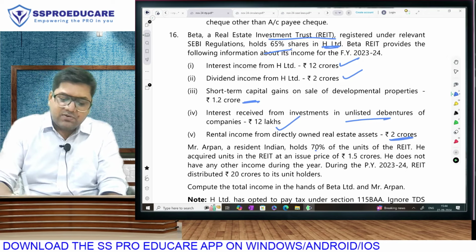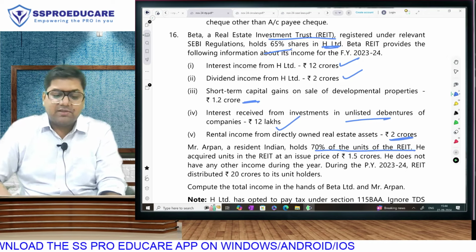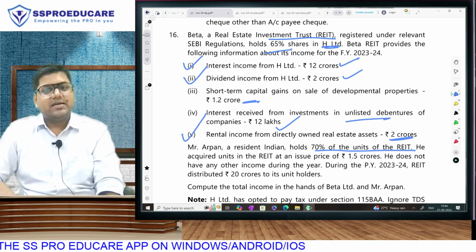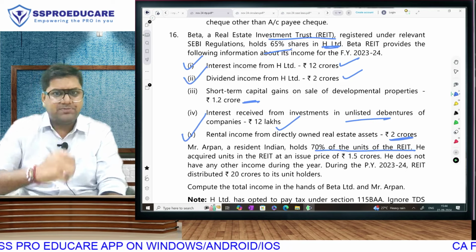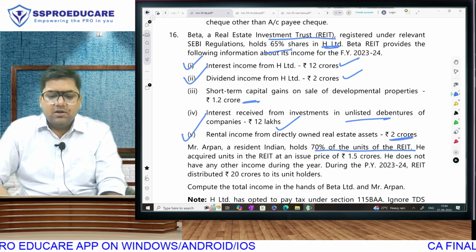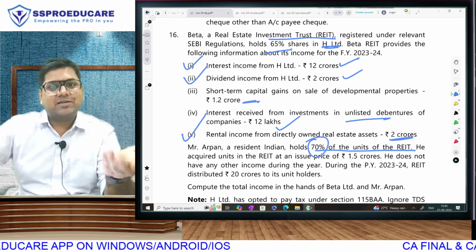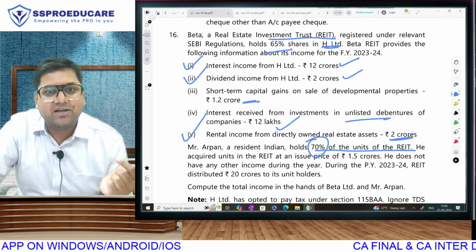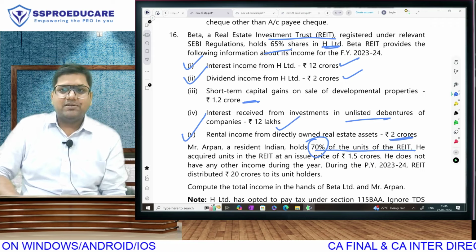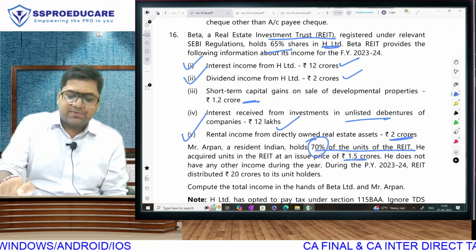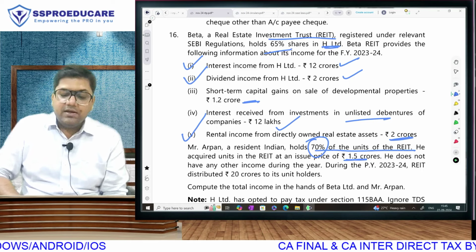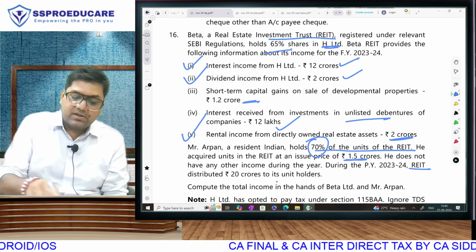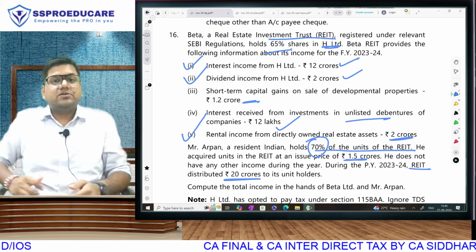Mr. Arpan, a resident, holds 70% of the units of REIT. Matlab whatever is taxable for unit holder, 1 income, 2 income and 3 incomes are taxable for unit holder. Interest from SPV, dividend from SPV and rent. Out of that, Arpan has to pay tax on 70% because that is his holding. No, unit holder ki taxable income ka 70% will be taxable for Arpan because he is holding 70%. He has acquired the units at a price of 1.5 crore. He does not have any other income during the year. During 23-24, the REIT distributed 20 crore rupees to its unit holders.